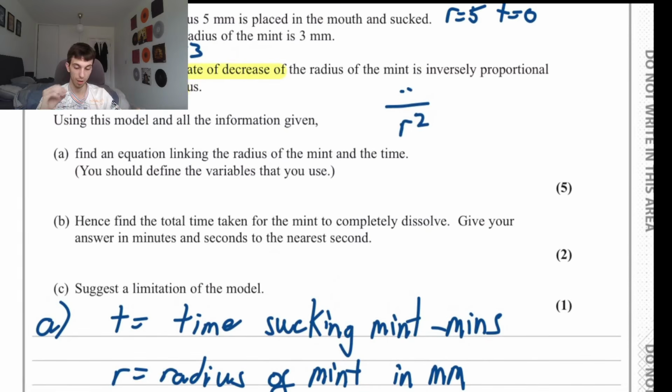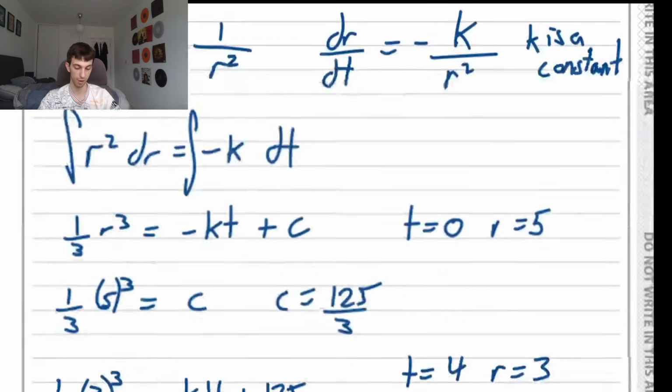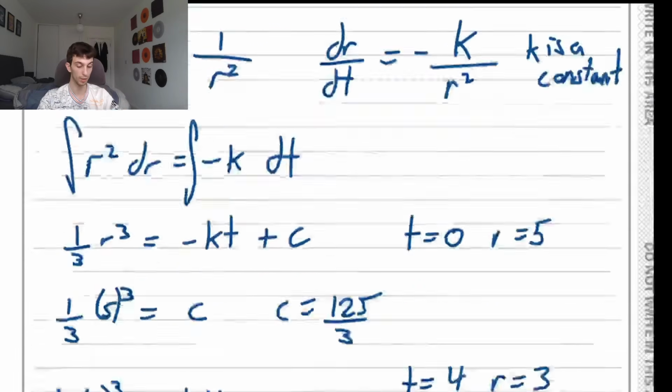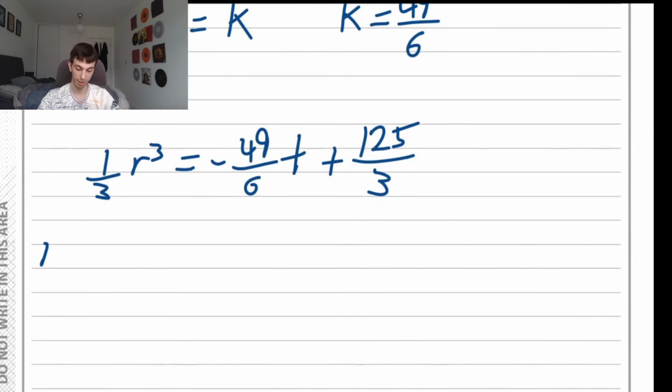Okay, so for part B, we have to find the total time taken for the mint to completely dissolve. Give your answer in minutes and seconds to the nearest second. So remember, our time is in minutes, so we're going to eventually have to convert this into minutes and seconds to the nearest second. So first things first, we are finding the total time taken for the mint to completely dissolve. Completely dissolve, what does that mean? Well, completely dissolve means the radius will be equal to 0.